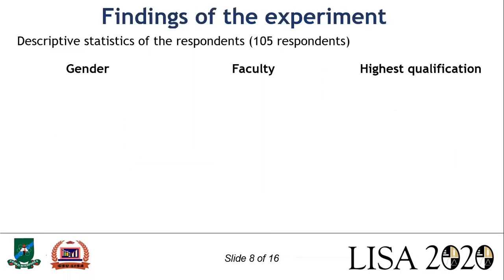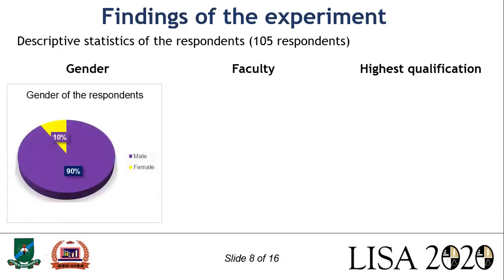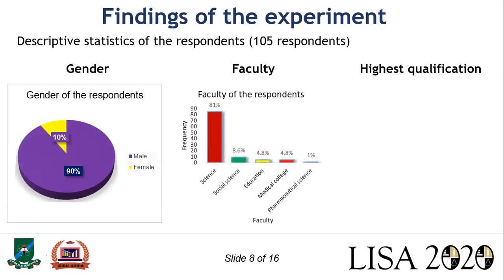So these are the findings of the experiment. The gender of the respondents is 10% female and 90% male. For the faculties that participated in our experiment, the Faculty of Science is the majority at 81%. We also have Social Science at 8.6%, Education at 4.8%, Medical College also at 4.8%, and Pharmaceutical Science at 1%.